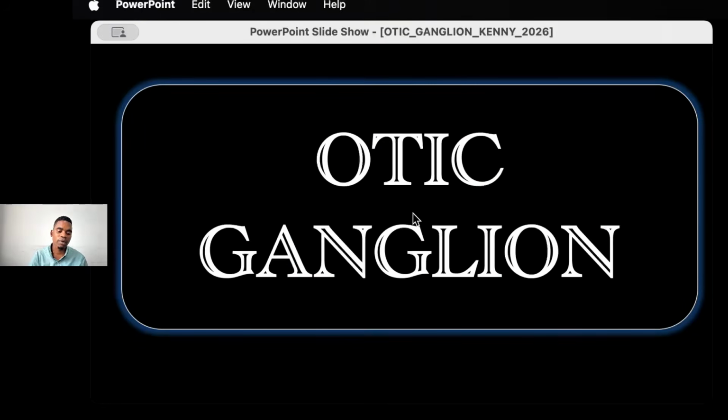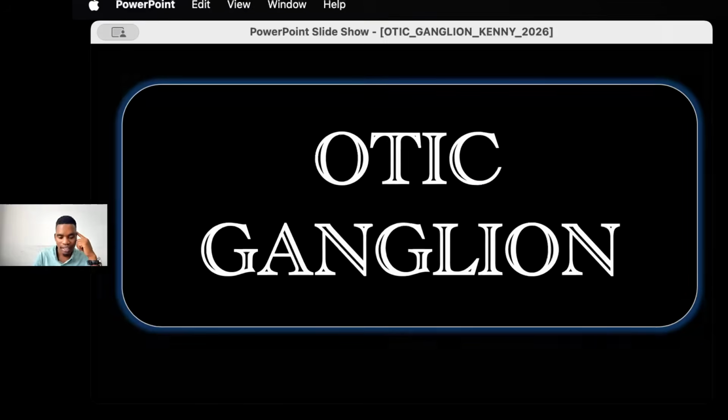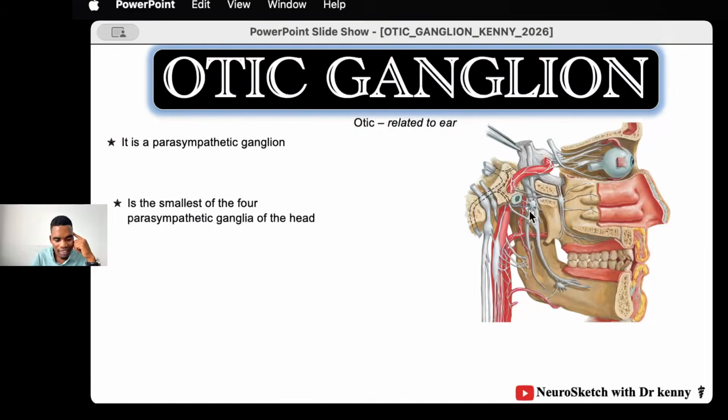Today we're going to discuss the otic ganglion, the smallest parasympathetic ganglion of the head. So this is the otic ganglion, and it's called otic because it's related to the ear. It does not supply structures of the ear, but it is related to the middle ear, and so it's called otic ganglion. But some literature also suggests that it is called otic because this ganglion is well developed in organisms with long ears, for example, rabbits. And this is also why it is called otic ganglion.